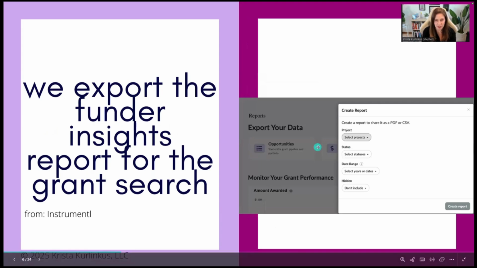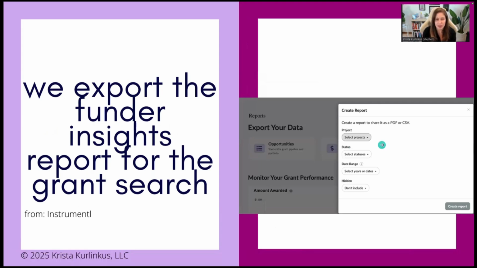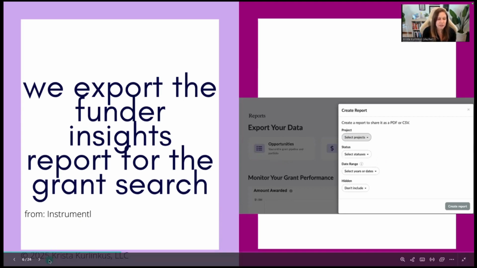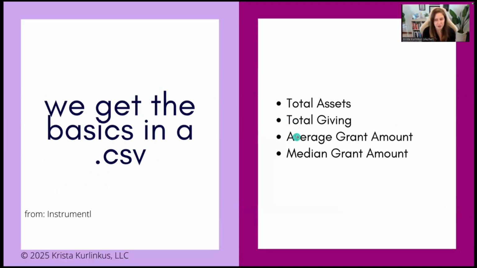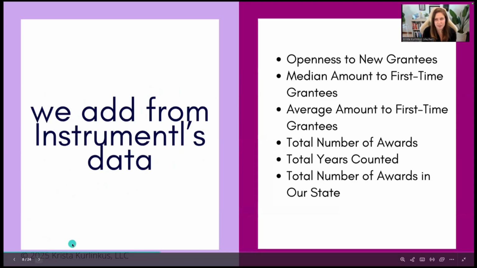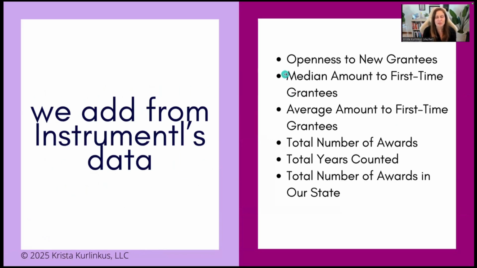So they have a report section on Instrumental where you can then say, for this specific project, which we do by client, I want to see all of the funder data for that project. But really, once you do that, all you get is total assets, total giving, average grant amount, and median grant amount. But we know Instrumental is much more robust, as is Foundation Directory. And so what we do is we get in there and type, and fill out that CSV or spreadsheet with all of this data that Instrumental gives us.